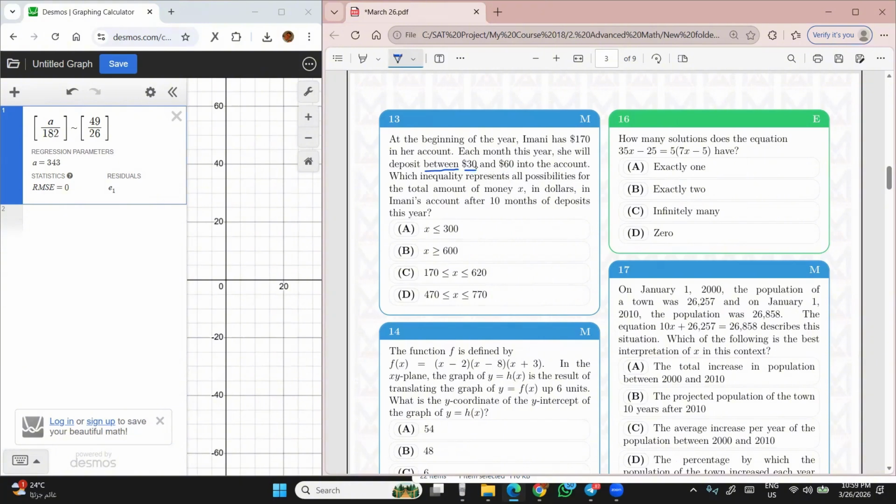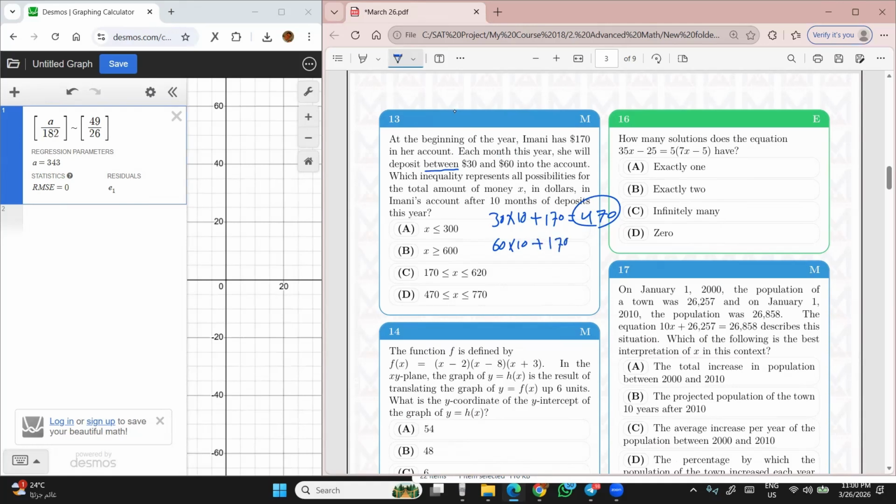So we can first consider 30. If she deposits only 30 for 10 months, what is the amount? 30 times 10. But we still have 170. So we can calculate this. 300 plus 170 is equal to 470. This is the first amount if we consider 30 as the deposit amount. What about 60? So we can also consider 60 times 10 because we have 10 months. And then we already have 170 in the beginning.